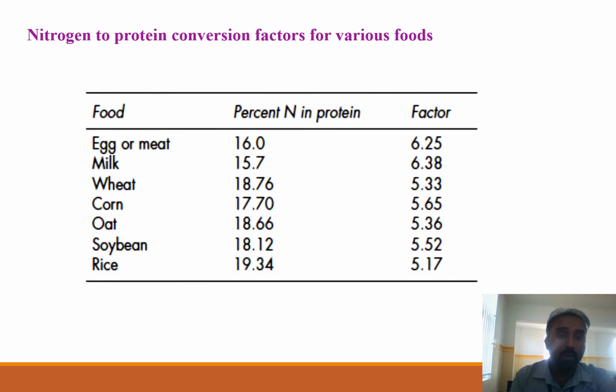Nitrogen to protein conversion factors for various foods are given here. You can select based on the major ingredient in the sample. Suppose you are using an egg sample, you can use 6.25 as the conversion factor, and for milk you can take 6.38. Like this, the different conversion factors for different products are given here. You can refer to this table when you are doing the analysis.